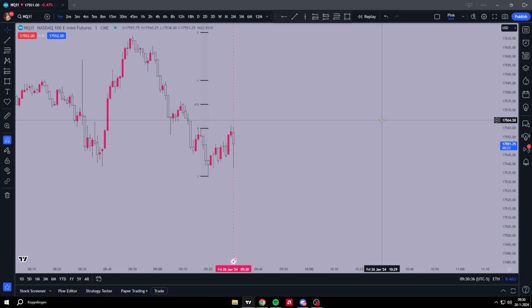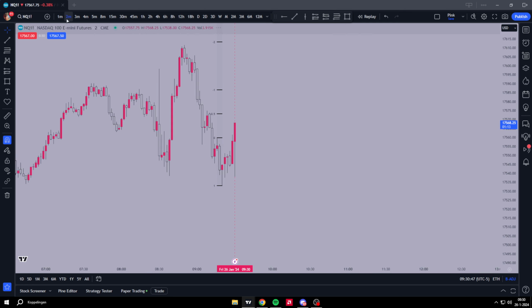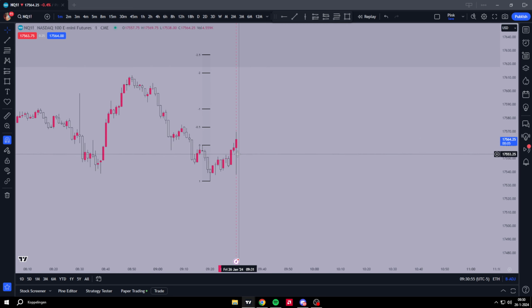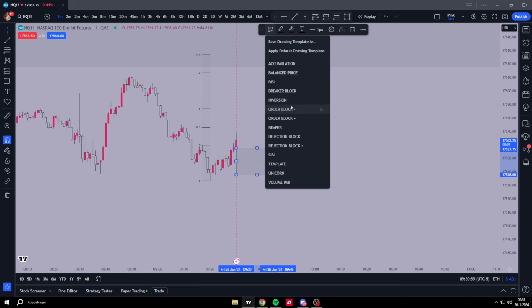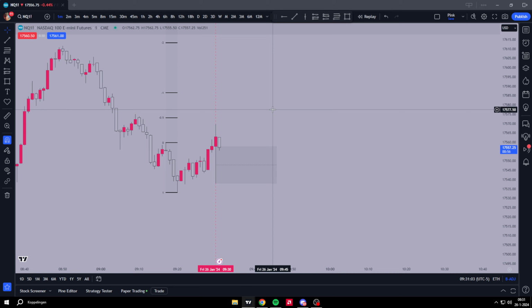Let's see where the Judo swing is going. It does look good. Now let's see what we do with this wick, because we're probably going to go back to this wick. Watch. Right there. Even deeper.